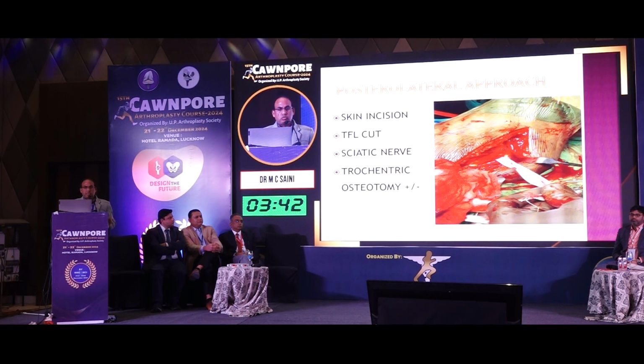Now the posterolateral approach: we cut the skin and the TFL, and after the TFL cut, you come directly over the sciatic nerve, because the external rotators are most of the time atrophic. In this case, a trochanteric osteotomy may or may not be needed.